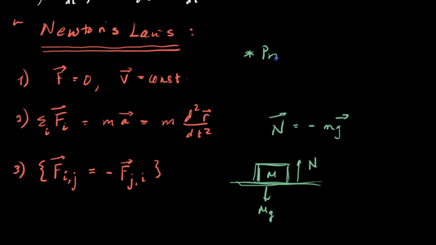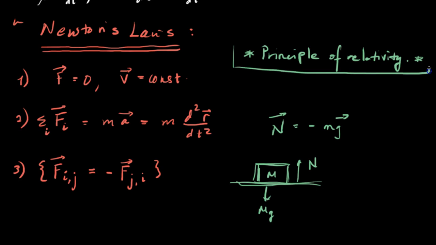Okay? And that's something really important that we're going to get back to much later. But this principle itself is really important in that it basically says that physics shouldn't be relative. You and me should be able to see the same physics and see the same phenomenon happening. That's basically the theory behind it.